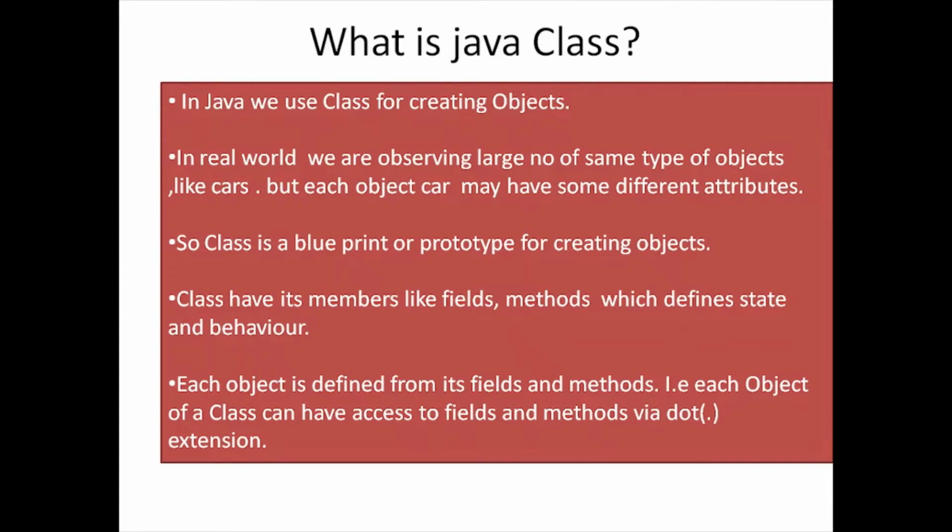Let's start to understand what a Java class is. In Java we use a class for creating objects. In the real world we observe a large number of objects of the same type, like cars, but each car may have some different attributes. So a class is a blueprint or prototype for creating objects. A class has members like fields and methods, which define state and behavior. Each object is defined from its fields and methods. Each object of a class can access fields and methods via the dot operator.